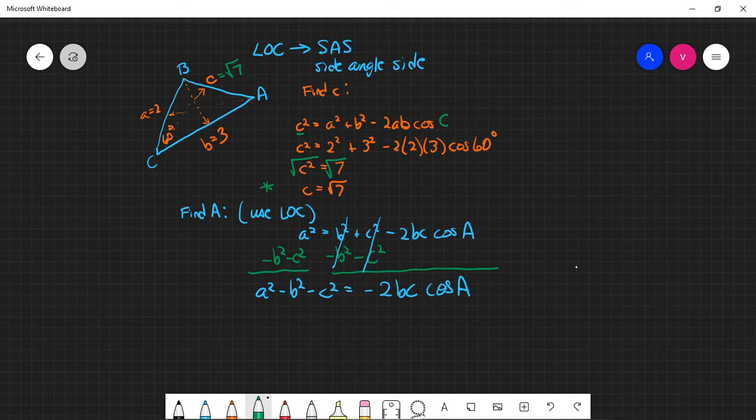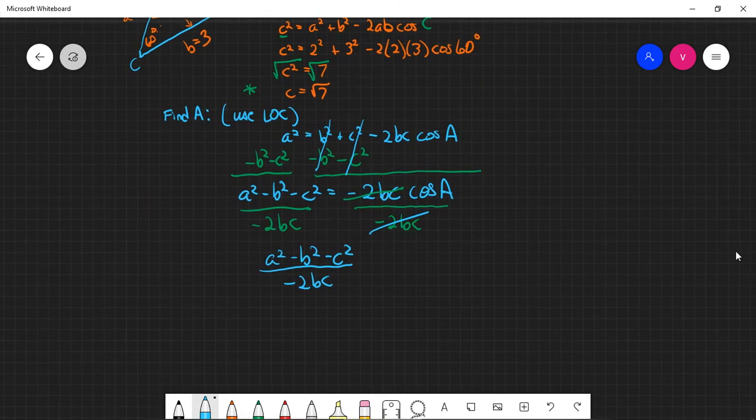Now we're trying to get to angle A, remember? So we're trying to peel some more layers away. So let's divide by negative 2BC on both sides. Okay, so this is all gone, and this is all gone. Now you're going to be left with this, A squared minus B squared minus C squared, all divided by negative 2BC, is equal to the cosine of A.